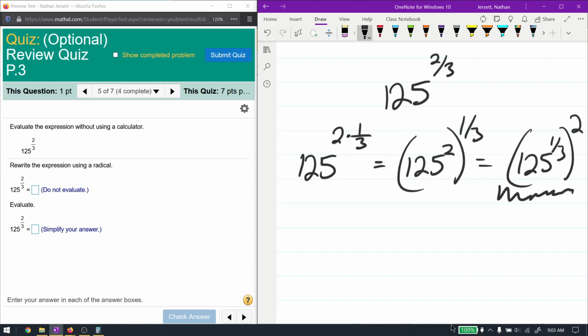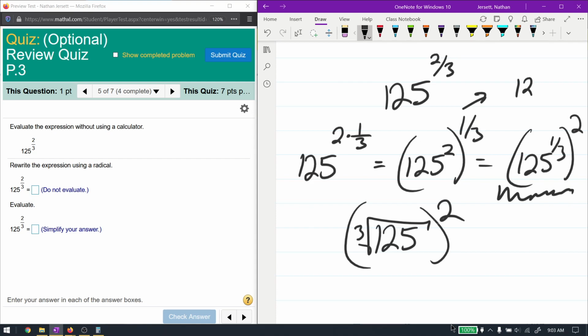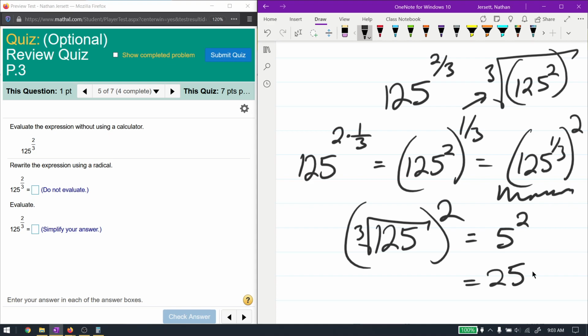This is the same thing as saying 125 to the 1/3, which is the cube root of 125, and then squaring it. The other one is where you take 125 squared, and then you take the cube root of that. This method is easier because the cube root of 125 is 5, and 5 squared is 25. So I could do that without a calculator very easily.